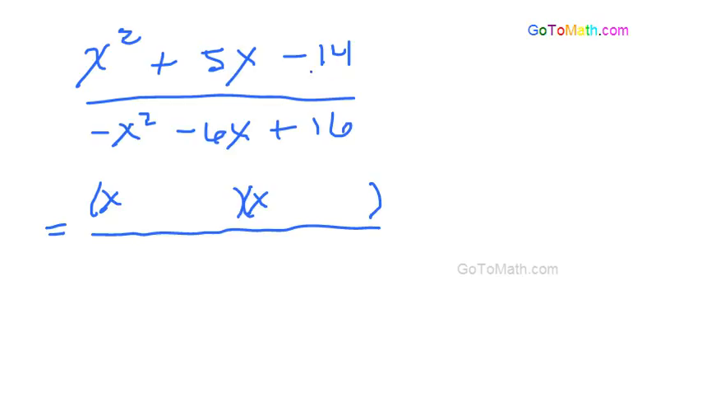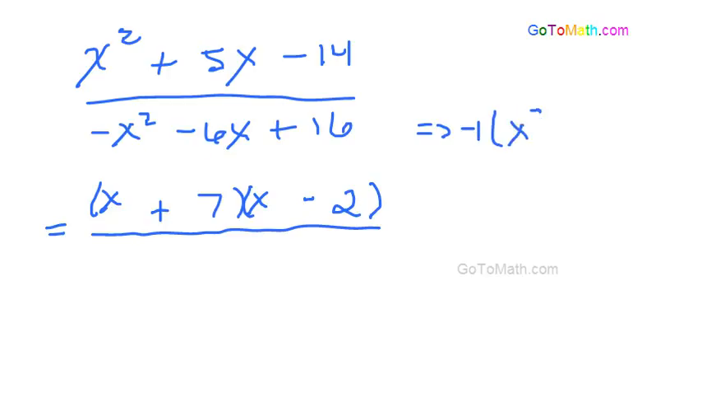Two numbers multiplied together give us negative 14, but when we add them we get 5. Well, let's take a look at 7 and 2. We know that 7 minus 2 is positive 5, and 7 times negative 2 is negative 14. So that's good. Now I'm going to do a little side work over here, and we're going to factor out that negative.